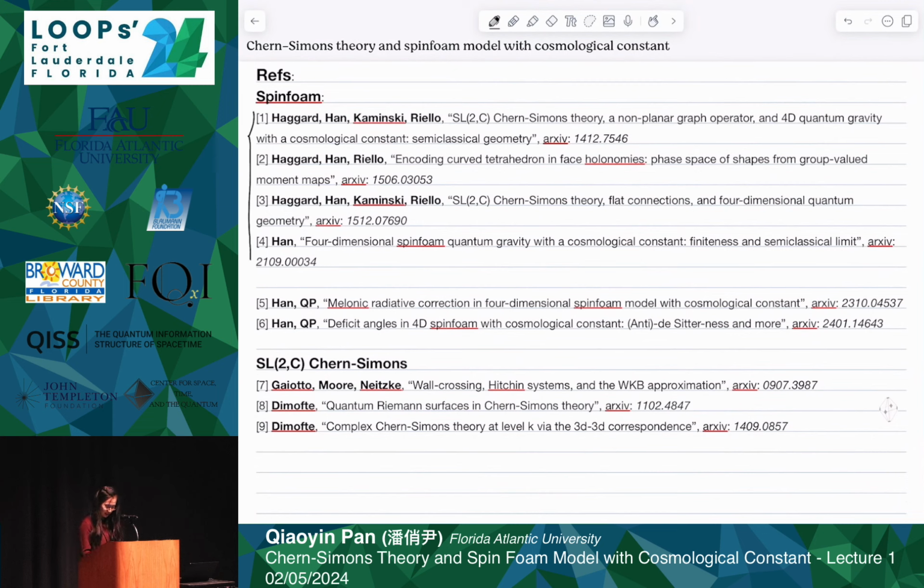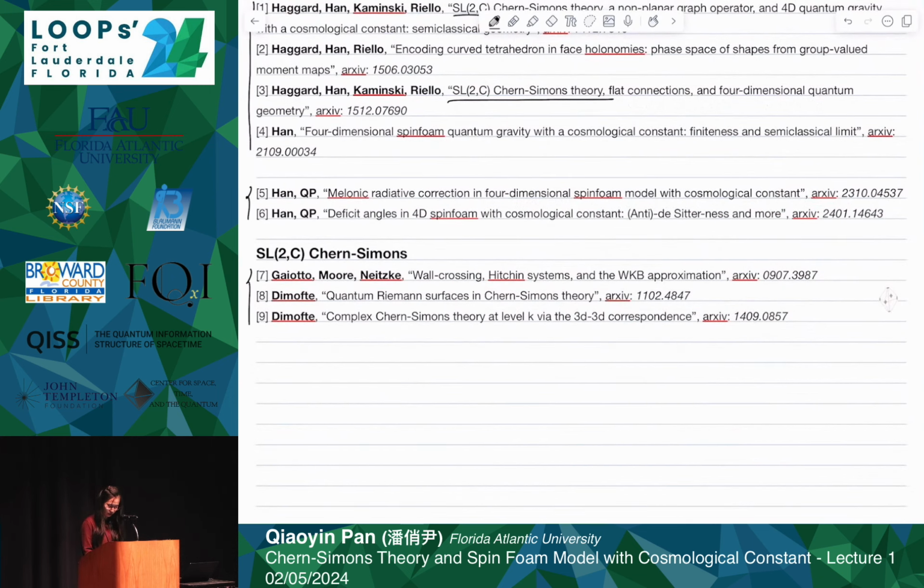References 5 and 6 are some more recent developments, but I don't think I will have time to go to that part. So I'll base on references 1 to 4. The credit should be given to the authors of these references. As you can see from the titles, you will see SL(2,C) Chern-Simons theory, and the techniques related to SL(2,C) Chern-Simons theory. The references for these techniques can be found in references 7 to 9.